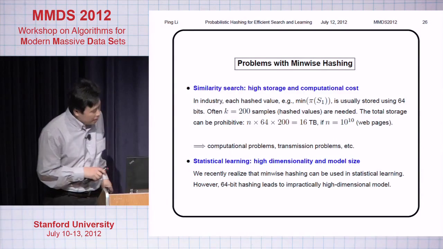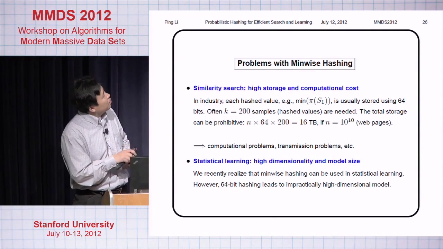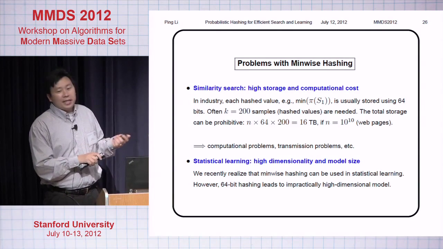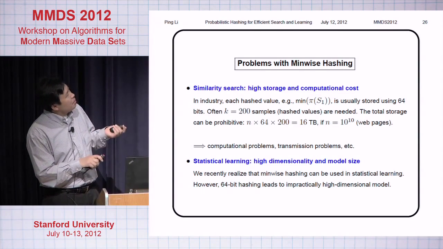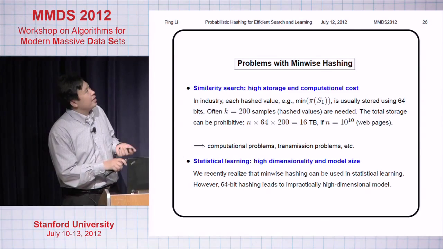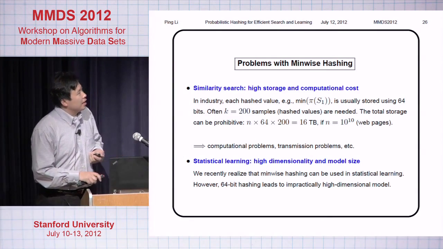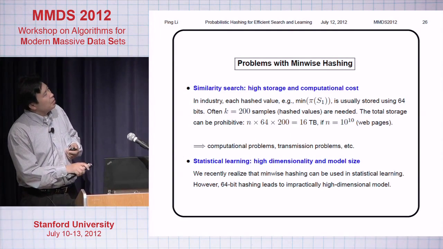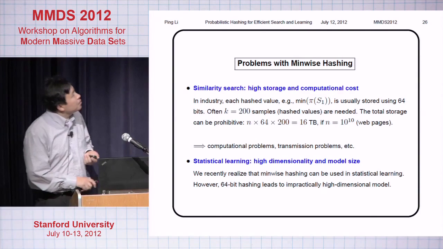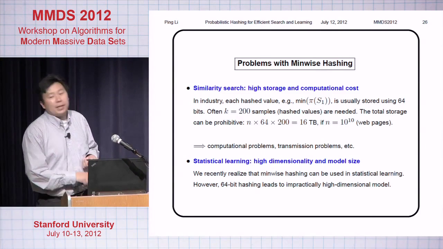Okay, so what are the problems of minwise hashing? The first problem, which people realized a long time ago, is that when you use minwise hashing for similarity search, it requires high storage and computational cost. It's high storage because usually people use 64 bits to store each hash value, and 64 bits is just too much.